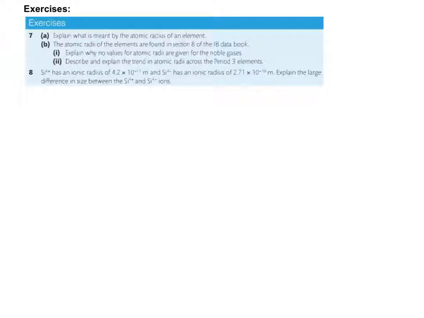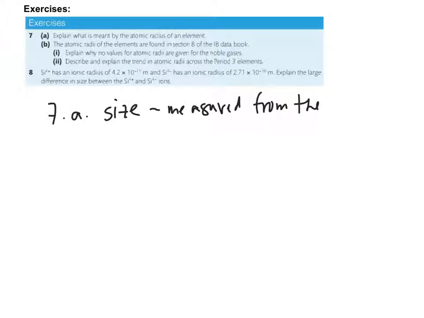7a says, explain what is meant by the atomic radius of an element. An atomic radius is what it sounds like, but it's a little bit more involved than that. So atomic radius basically describes the size of an element. So it's the size measured from the center of the nucleus to the edge of the cloud.